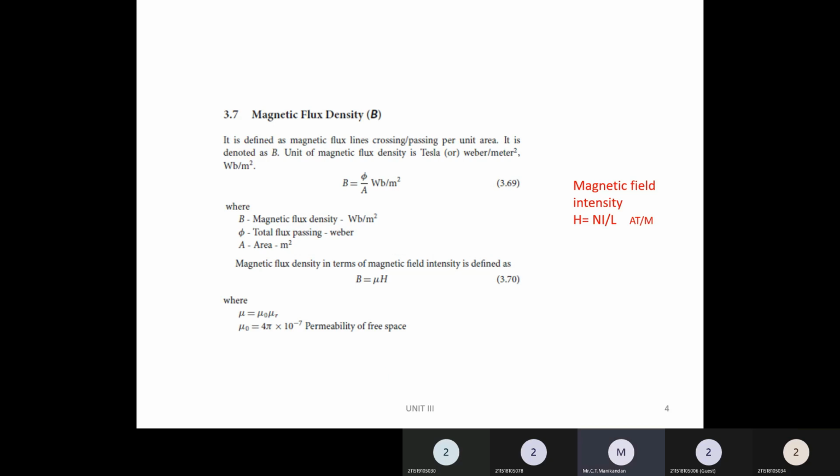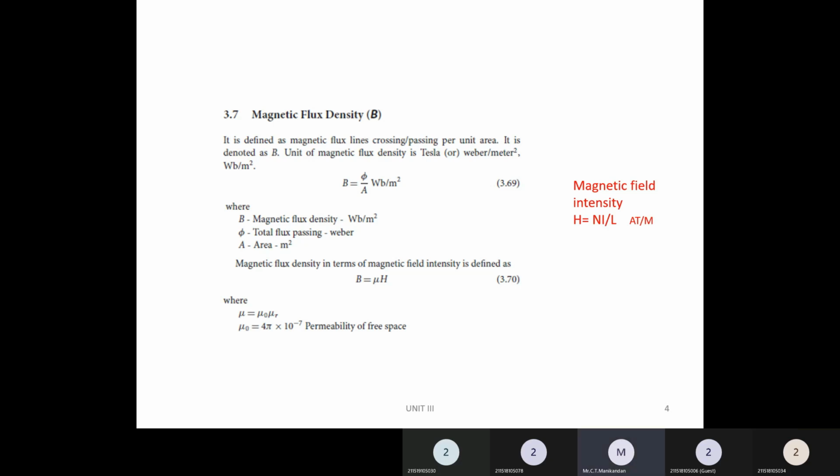Then the basic concept about magnetic flux density. What is the magnetic flux density? It is nothing but the number of magnetic flux lines passing per unit area. Normally the magnetic flux density is denoted as B. The unit of magnetic flux density is Weber per meter square. We have the formula B equal to phi by A. The unit of magnetic flux is Weber and the unit of area is meter square, so magnetic flux density is Weber per meter square.